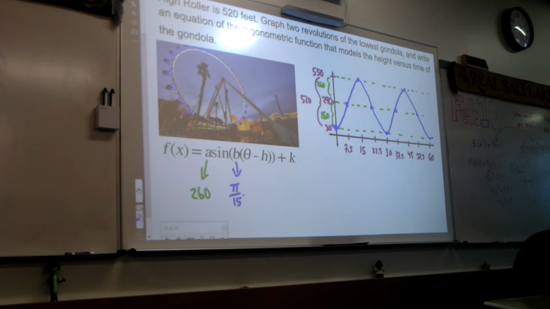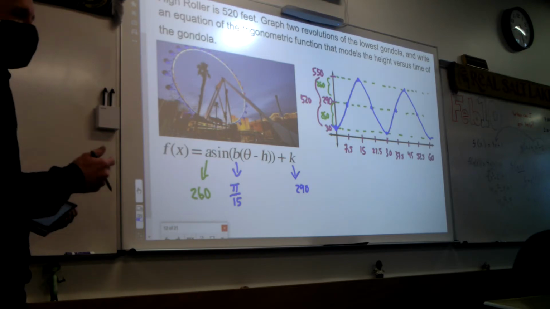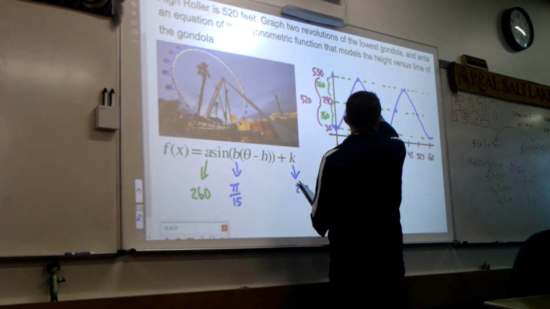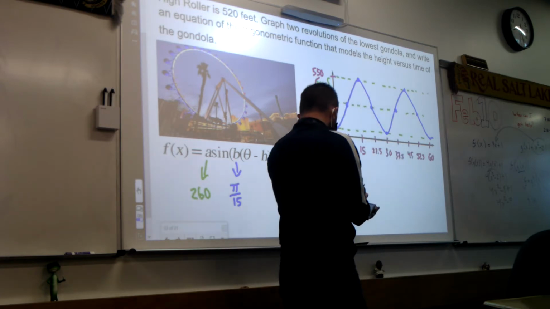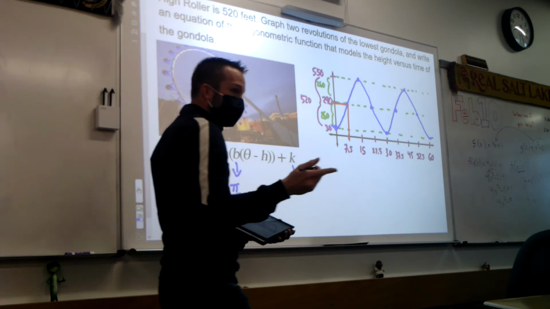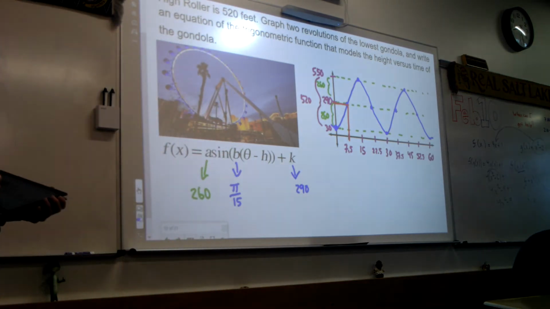Awesome. What is our new midline? 290. And then how do we figure out the horizontal shift? Do you remember what we did on the last one? I'm going to just say, well, sine is normally here. So I'm going to draw a line over and down and say, oh, okay, how much do we have to go over? And once again, it's what? 7.5.